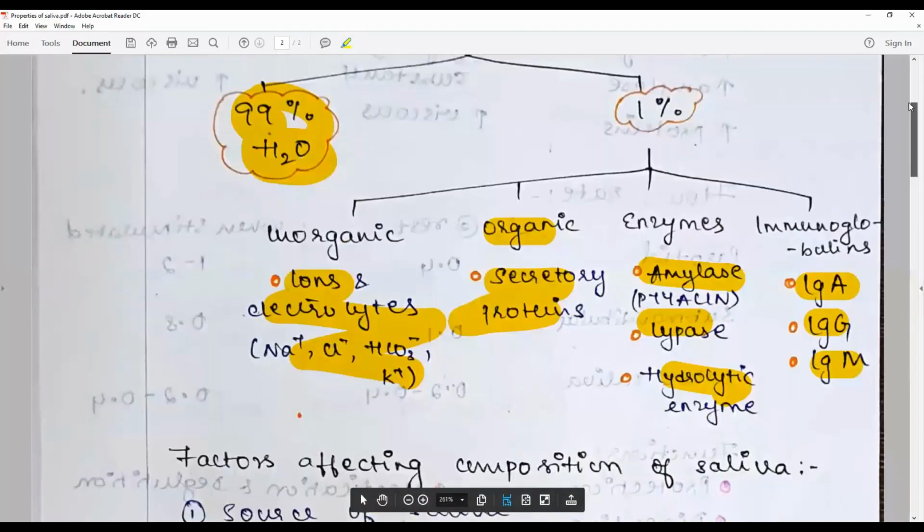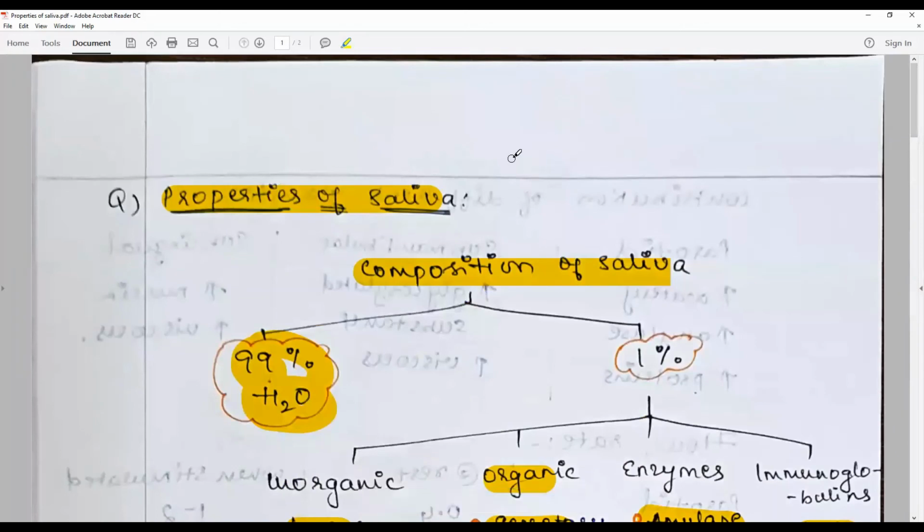So these are the properties of saliva. For the essay question on properties of saliva, you have to combine everything into focus.